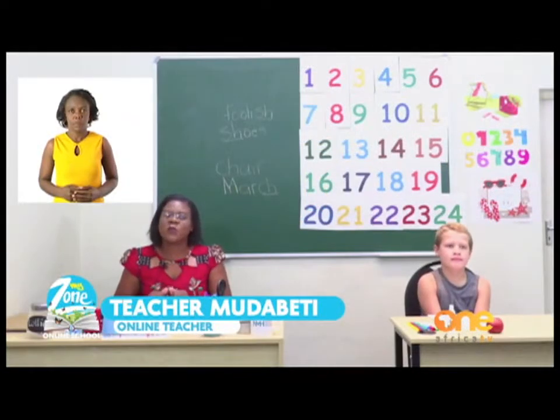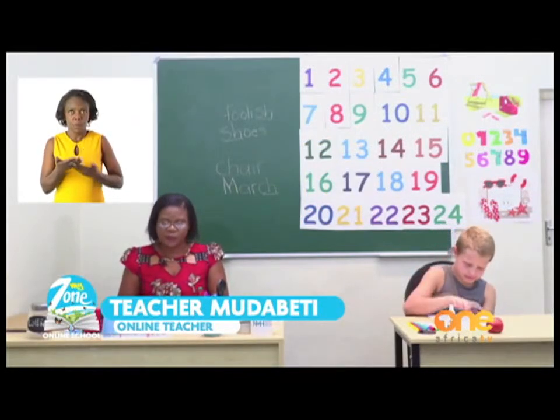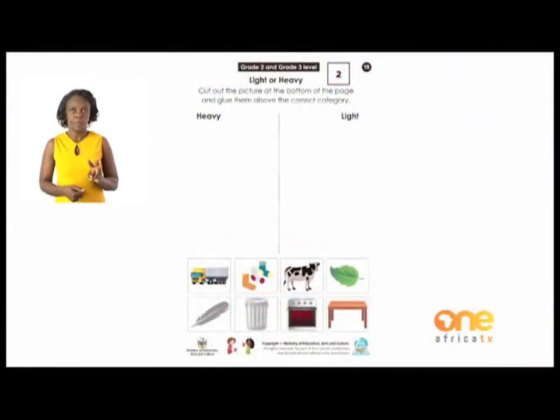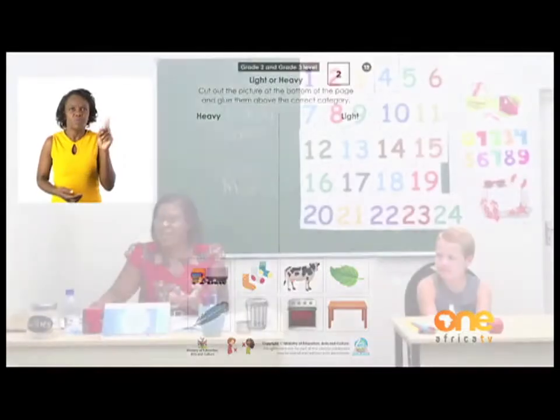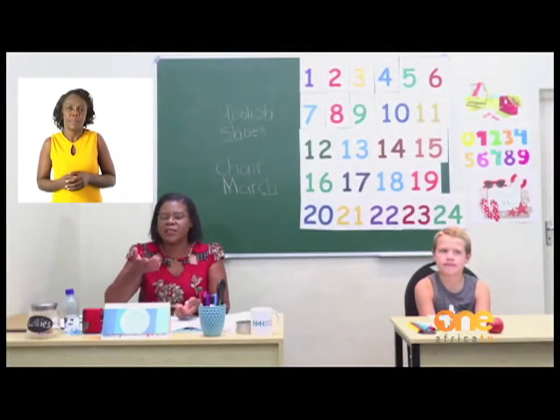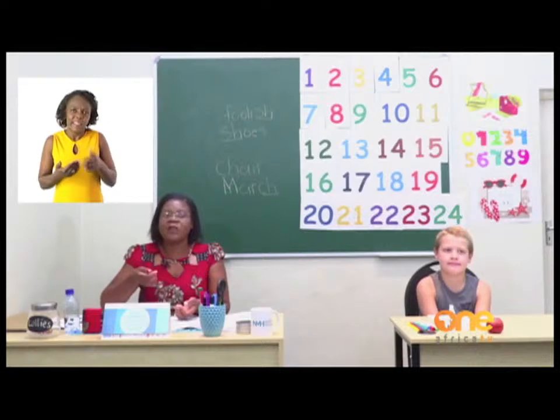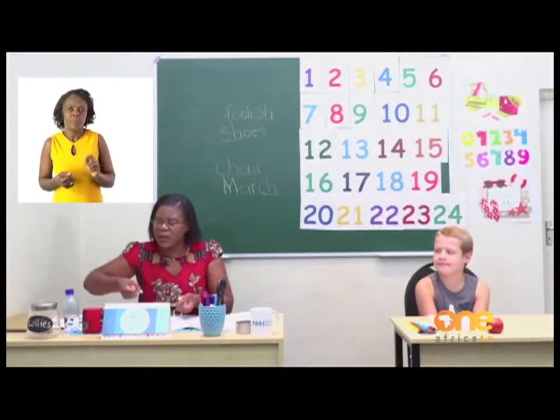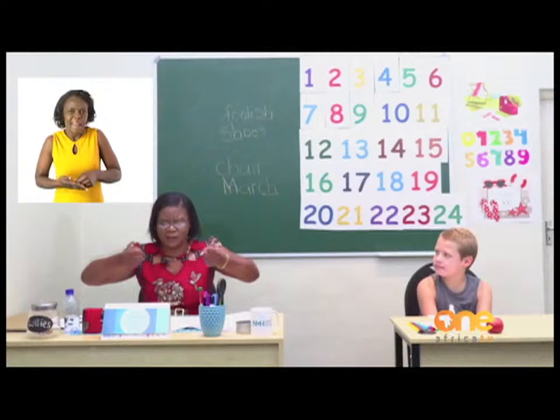Okay, children, let's go to page 13. On page 13, we are going to identify the heavy objects and the light objects. Before we start to identify and sort them out, we are first going to know what is heavy and what is light. Something which is light means it does not have much weight. I can lift it without having to struggle. But something which is heavy, I have to use my muscles.